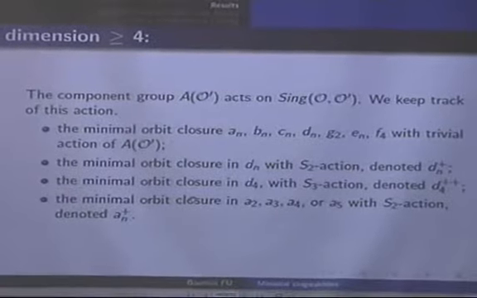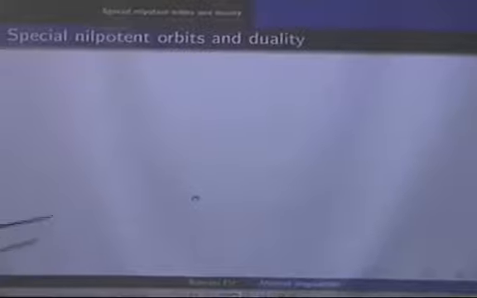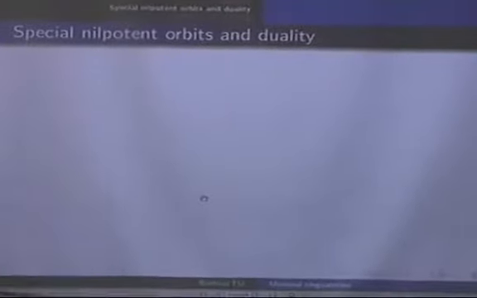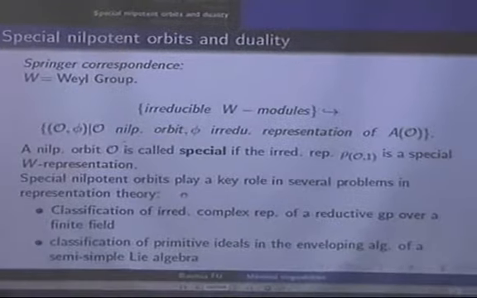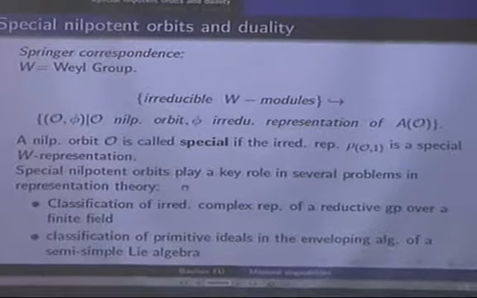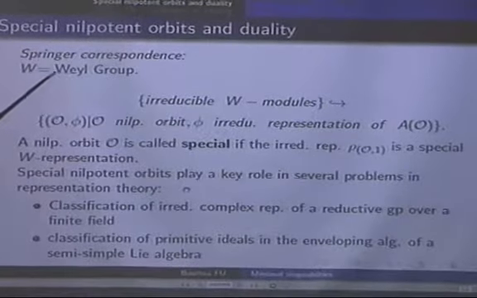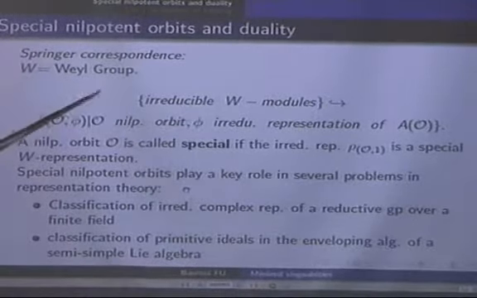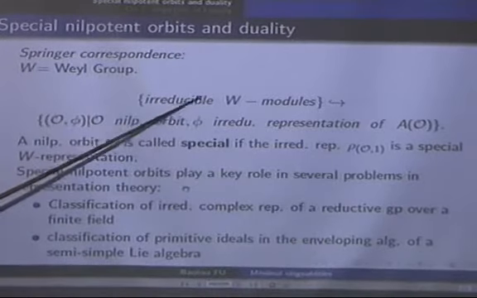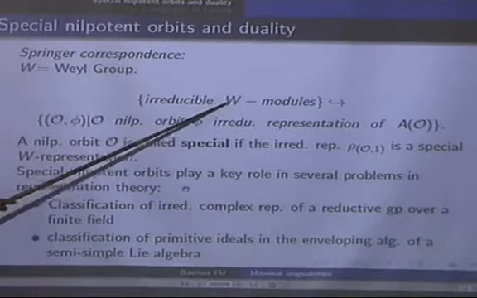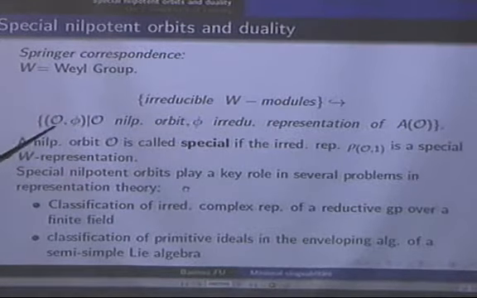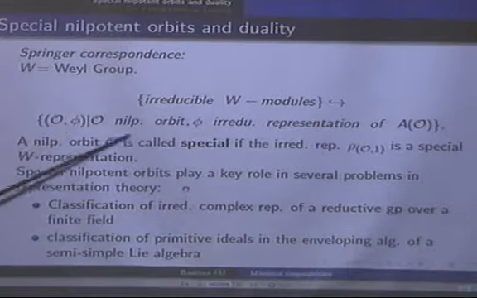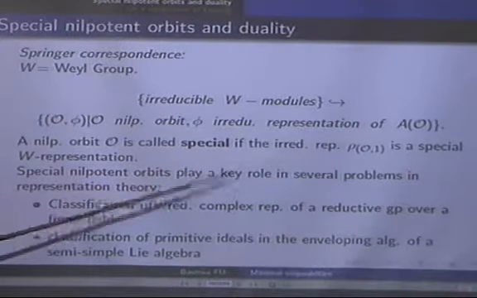we just take some special nilpotent orbits. In this way, we can see some duality between the singularities. And the special nilpotent orbits come from the Springer correspondence. The Springer correspondence says that if W is a Weyl group, you can associate to any irreducible W-module a nilpotent orbit together with an irreducible representation of the component group.